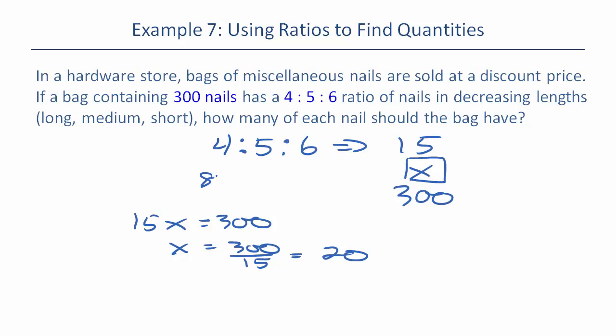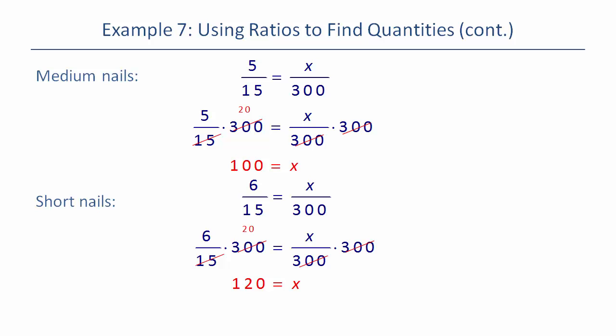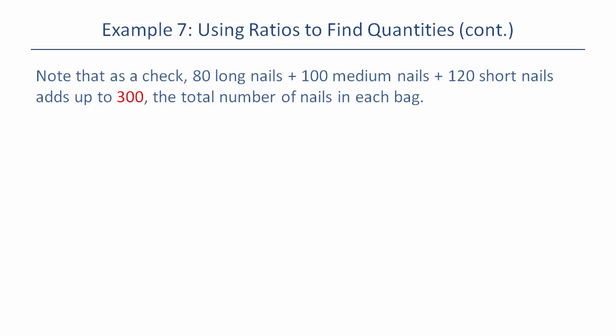We get 80, 100, and 120. Double check it. Add those together. That's 300 total nails. Much easier than the way the book's going to show you with setting up all these fractions and then solving each individual ratio with the fractions. No, no, no. Just do the multipliers and get the exact same answer that they got. Okay, so that's my tip for ratios: use the multiplier trick if you can. If you understand it, hopefully you do.